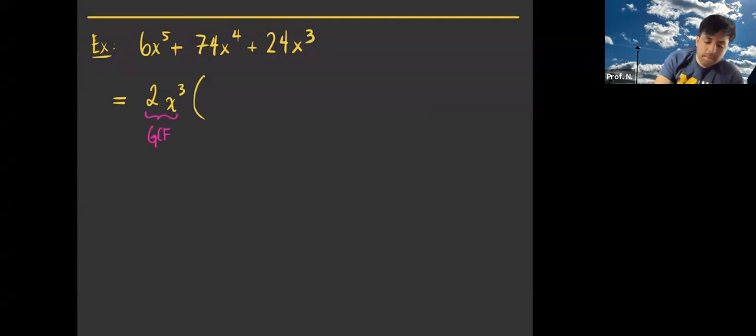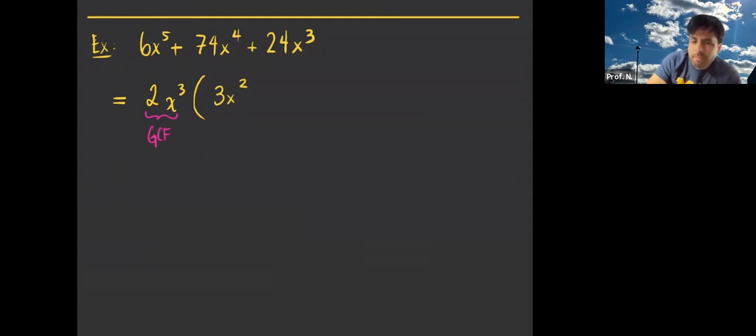Yeah, I know. This 74 makes things a little more complicated. 72 will make it nicer, but 74 is not as clean as 72. So when I factor out 2x cubed out of the polynomial, what do I get? 2x to the third, when I factor out a 6x to the 5th, leaves 3x squared. When I take out the 2 from 74, what do I get?